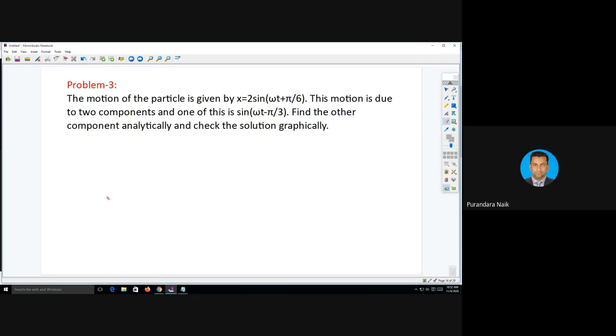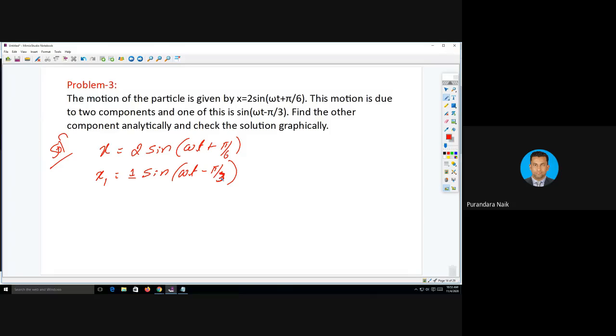Okay, let us start the problem. We have given x is equal to 2 into sine omega t plus pi by 6, and he has given x1 is equal to sine, nothing in the place of a, means that indicates there is a 1. Okay, amplitude is 1 here. Sine omega t minus pi by 3. See, angle theta is in radians.